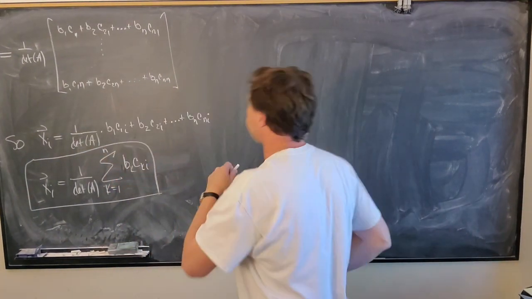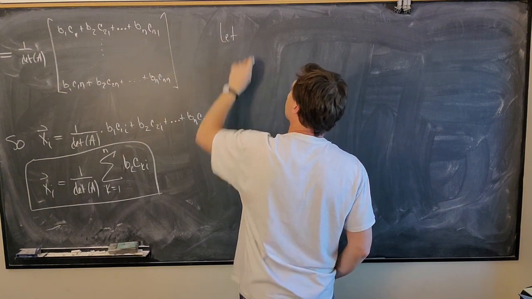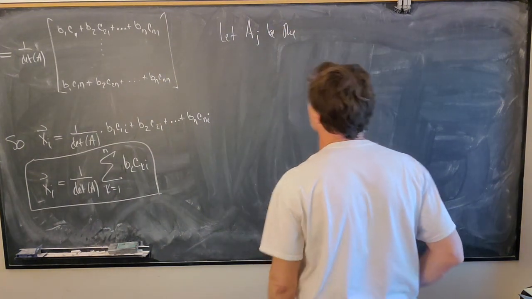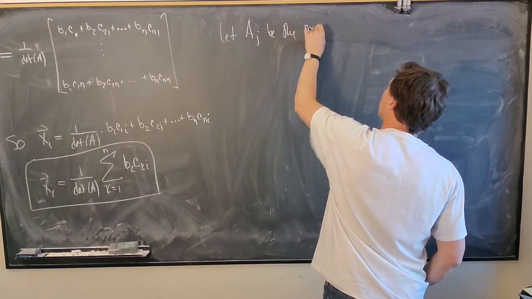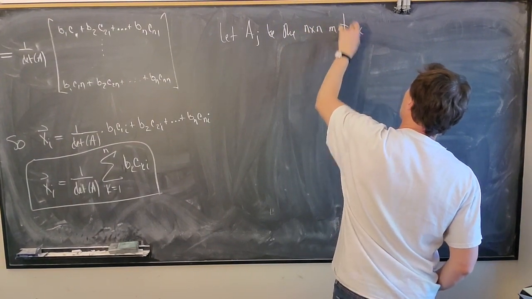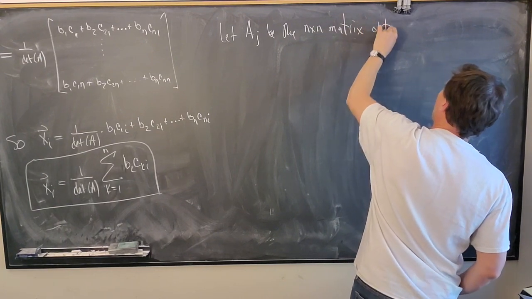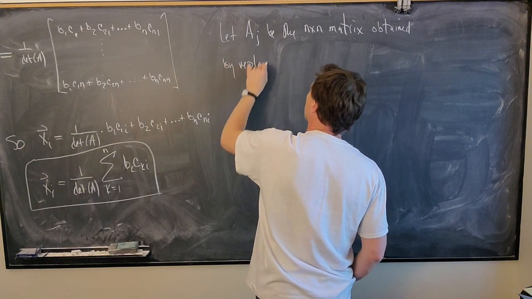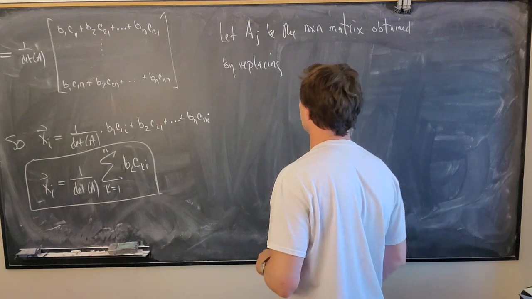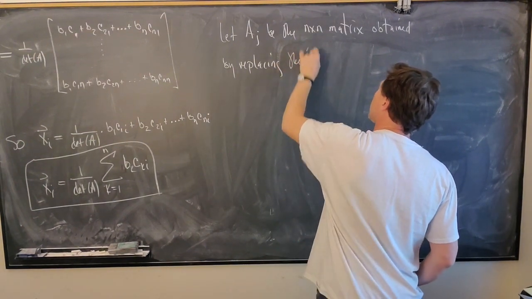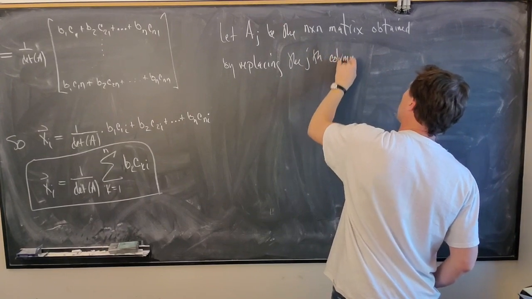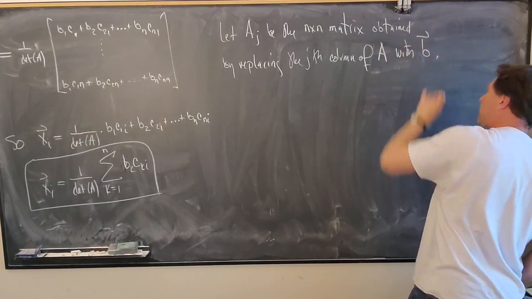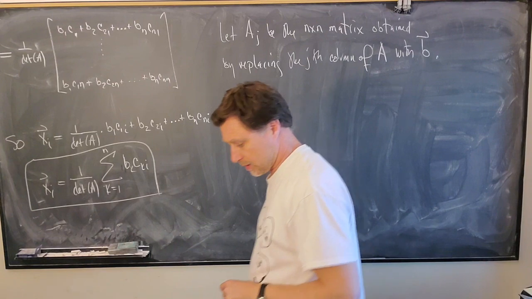Okay, now let A sub j be the n by n matrix obtained by replacing the jth column of A with the column vector B. So it's going to look like this.